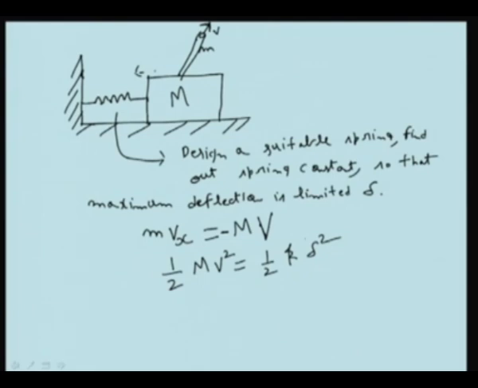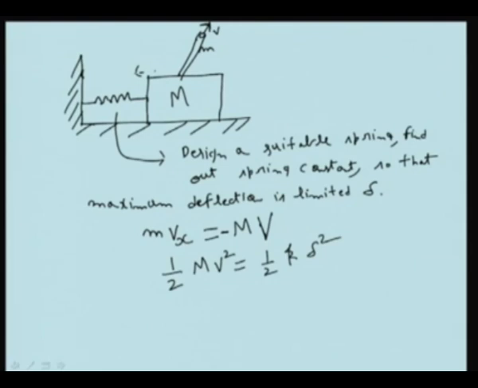If friction is also present, then you have to find out the energy lost in friction. Then half mv square will not be equal to half k delta square. In that case, you can manage with a slightly less stiff spring, because some energy is also absorbed by the friction. So, this is this type of problem.